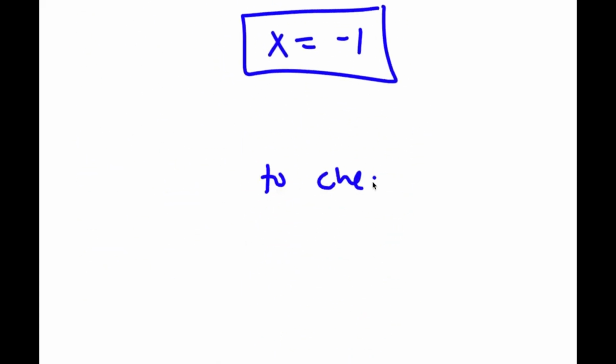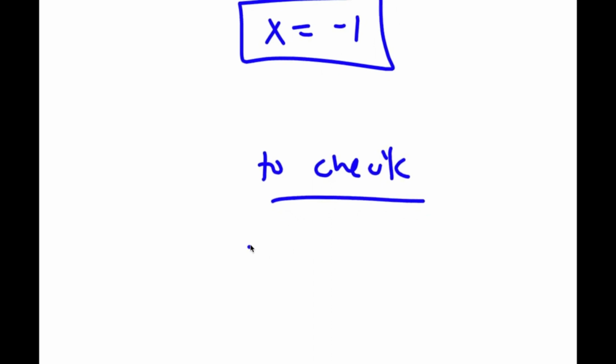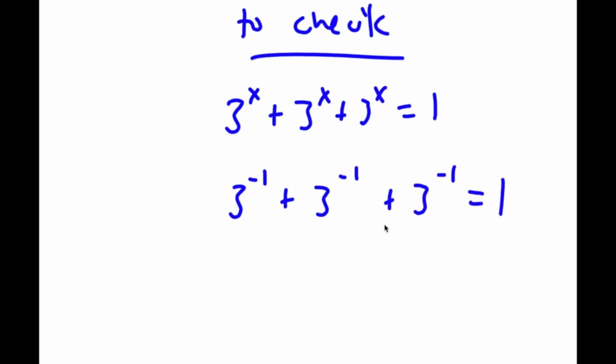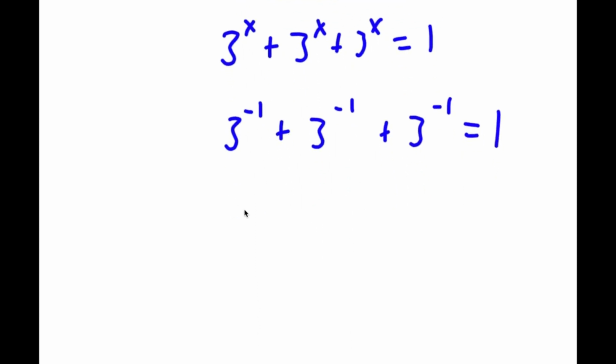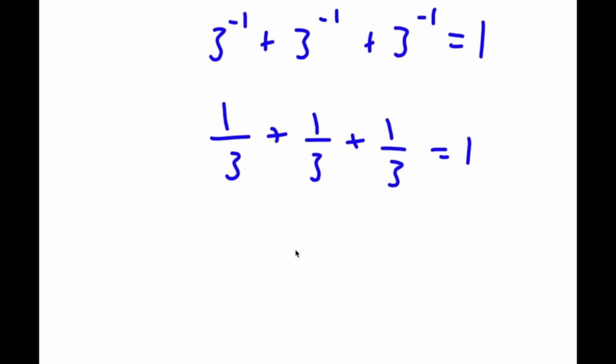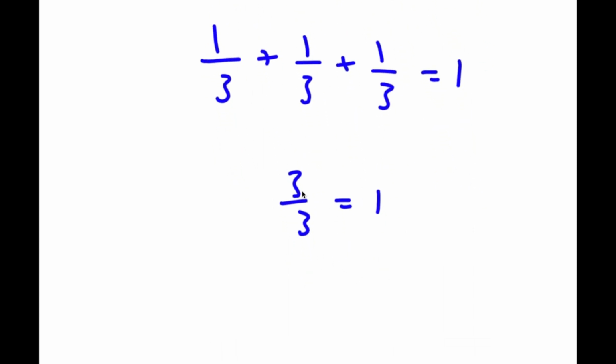So now to check, I had 3 to the power of x plus 3 to the power of x plus 3 to the power of x is equal to 1. x is equal to negative 1, so I have 3 to the power of negative 1 plus 3 to the power of negative 1 plus 3 to the power of negative 1 is equal to 1. 3 to the power of negative 1 is the same thing as 1 over 3, so I have 1 over 3 plus 1 over 3 plus 1 over 3 is equal to 1. 1 over 3 plus 1 over 3 is 2 over 3. 2 over 3 plus 1 over 3 is 3 over 3, so I have 3 over 3 equals 1. 3 over 3 is 1, so I have 1 equals 1, and this is right, so my answer is right.